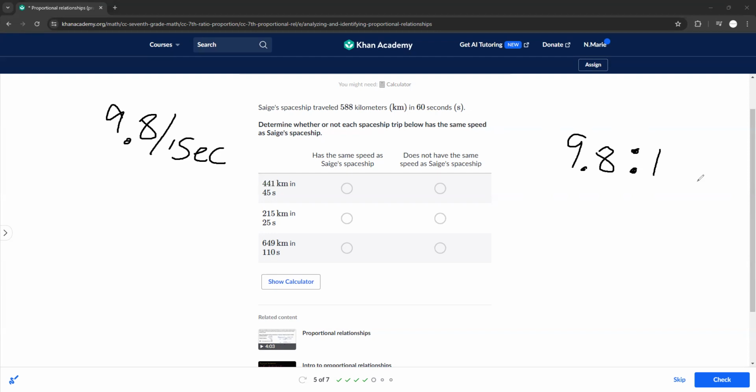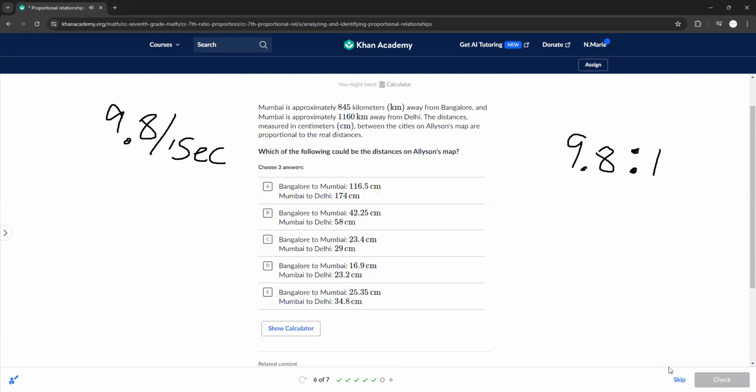All right, so 9.8 times 45 is 441. And 1 times 45 is 45. This has the same speed. 1 times 25 is 25. 9.8 times 25 is not 215. That doesn't have the same speed. 1 times 110 is 110. 9.8 times 110 is not 649. These are not equivalent. Only the first one is.